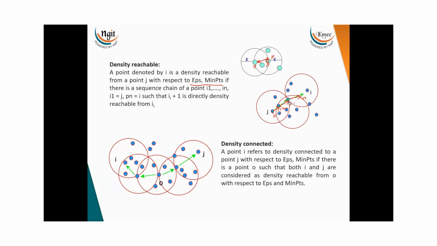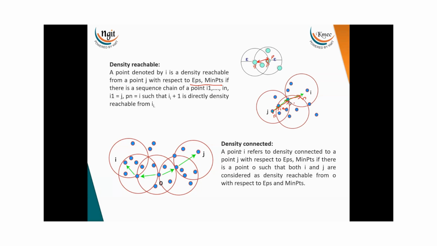So here we say I1 to I2 is called directly density reachable. And this I2 point is directly density reachable to I3. So in this way, it will form a density reachable from I to J.